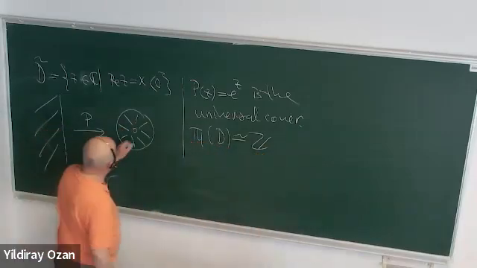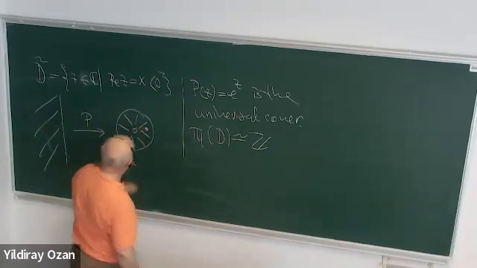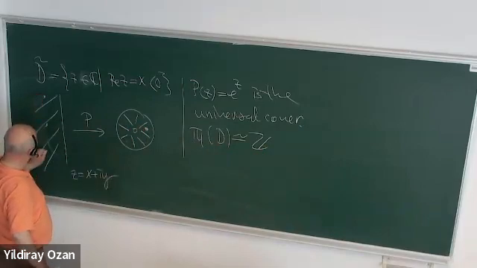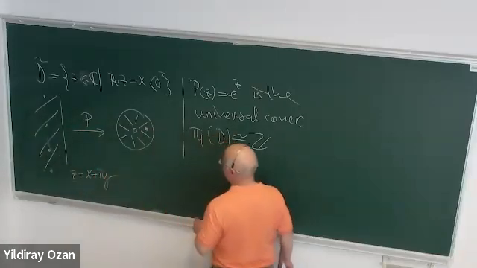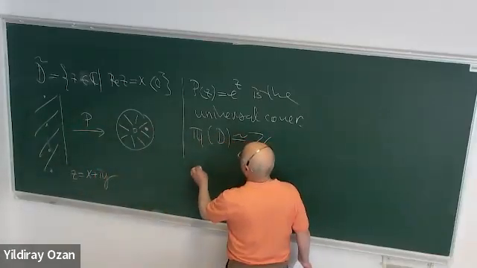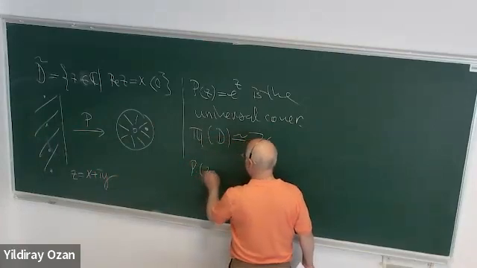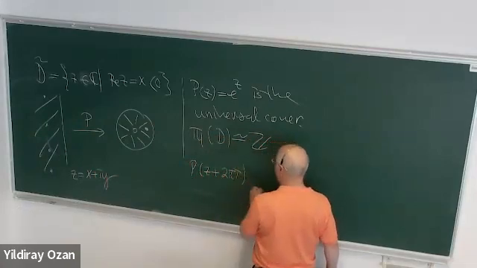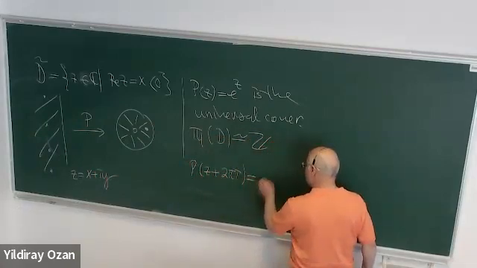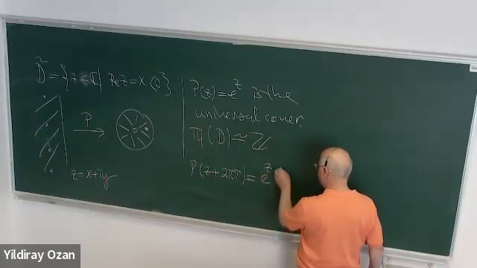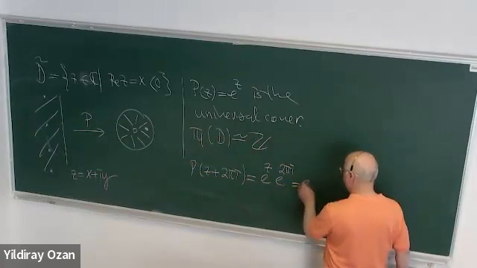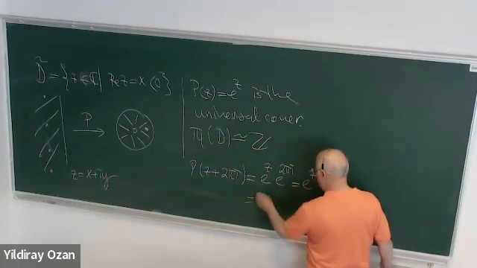And actually, if you just choose any point here, its preimage will be just like this. What are the preimages of those points? You see, P of Z plus 2 pi I is just e to the power Z times e to the power 2 pi I, and this is just 1, therefore this is just e to the power Z. So this is just P of Z.